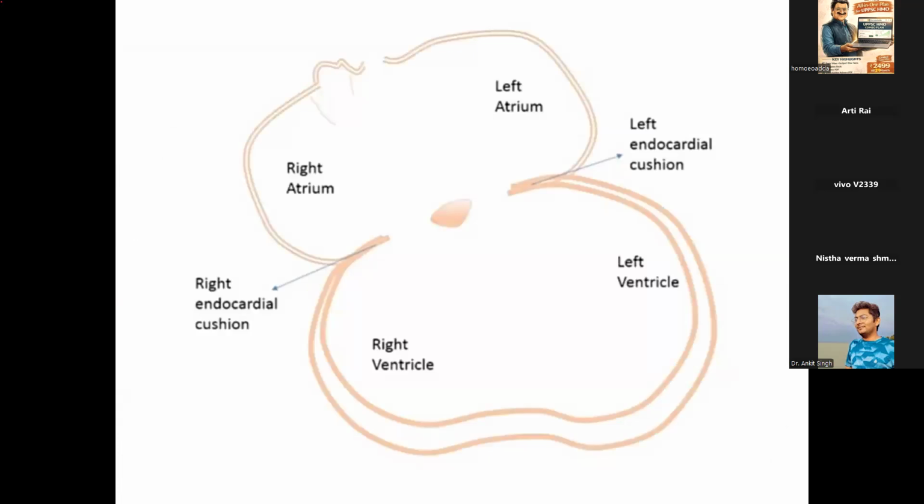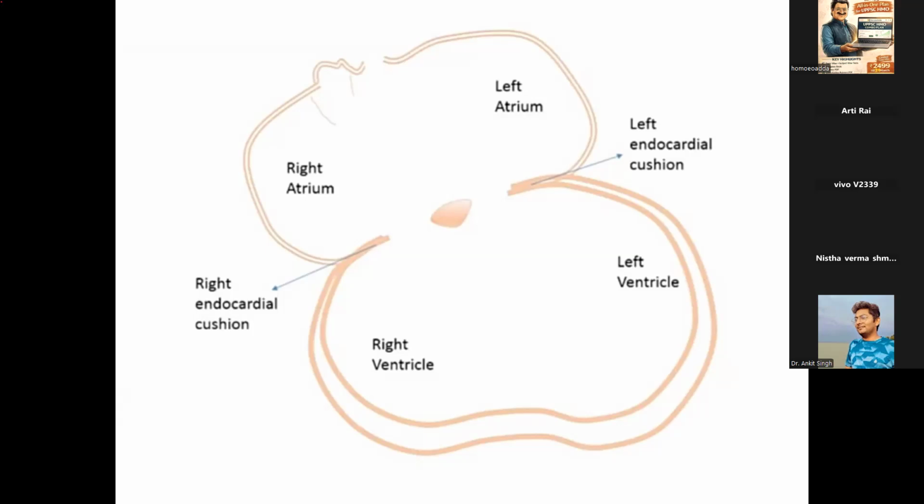Okay. Now comes one very, very important concept regarding the development of the foramen ovale or the interatrial septum. So very, very important. Try to focus over here for the next 5-7 minutes.